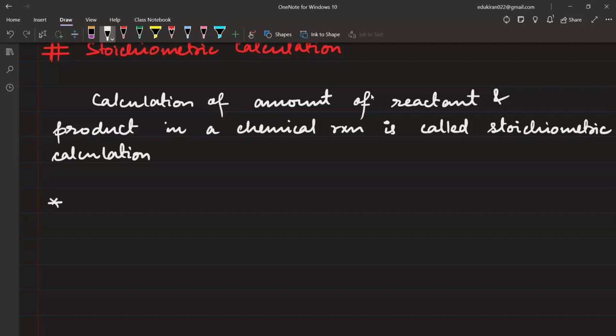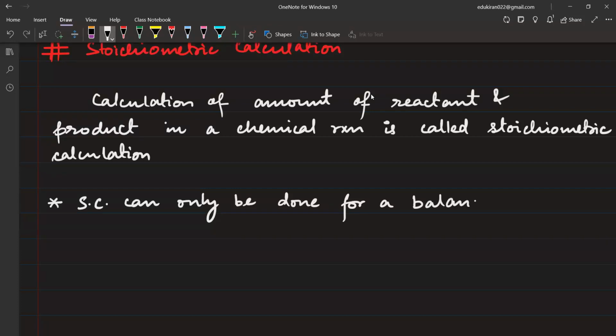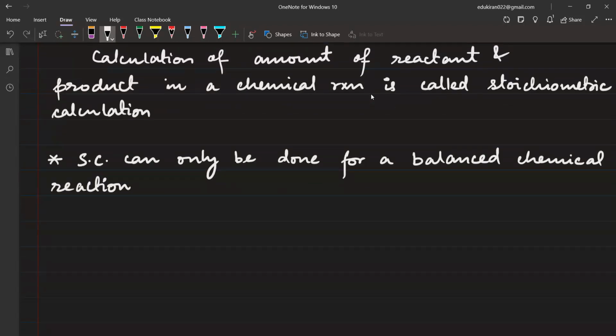After that, you will write, this is one of the most important things that you have to remember before doing any calculation. Please write, stoichiometric calculation can only be done for a balanced chemical reaction. Okay. So if the chemical reaction is not balanced, we will not start the stoichiometric calculations.